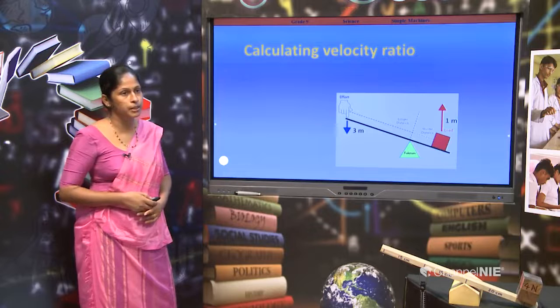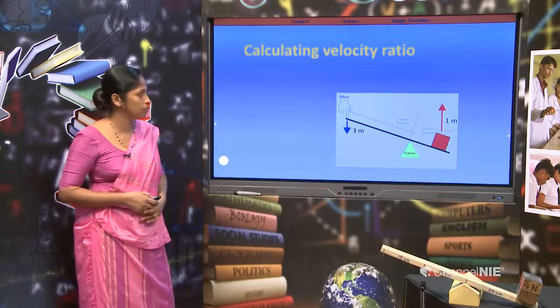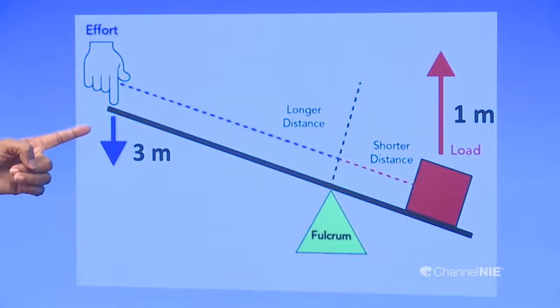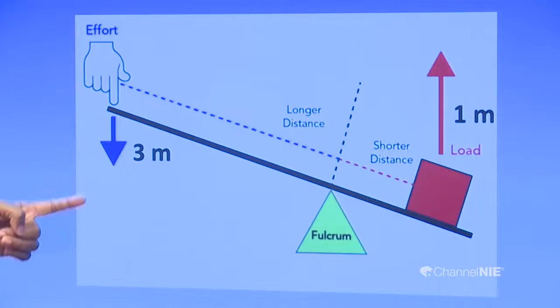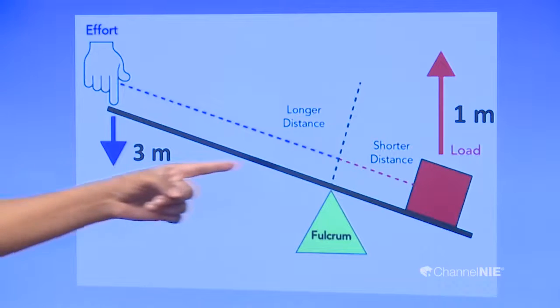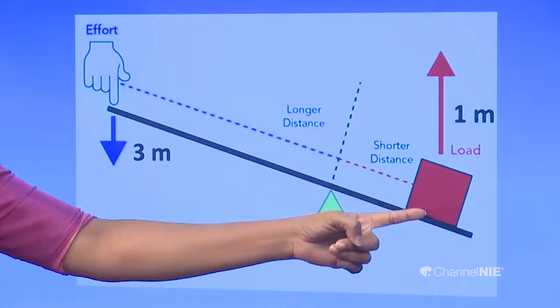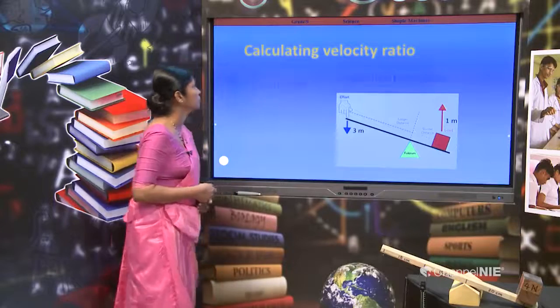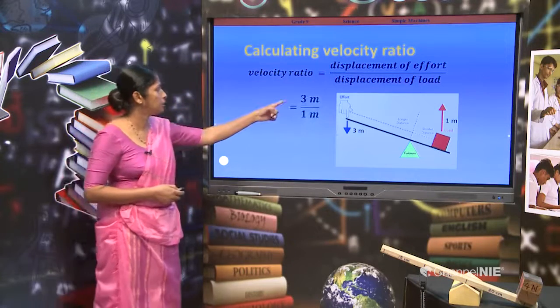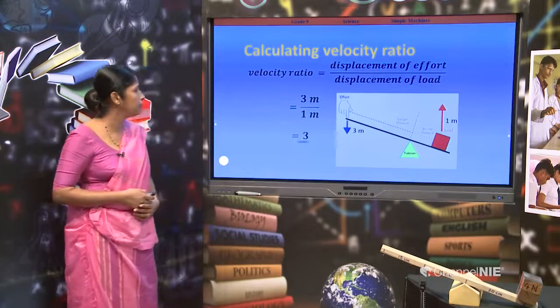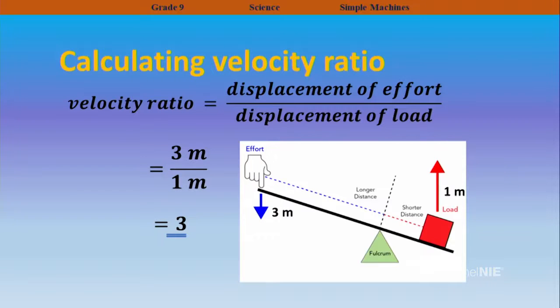Now, let us do a simple calculation for velocity ratio. Here the displacement of effort is 3 meters. Displacement of load is 1 meter. 3 meters divided by 1 meter, 3. The velocity ratio of this machine is 3. That means the ratio between the displacement of the effort and the displacement of the load is 3.